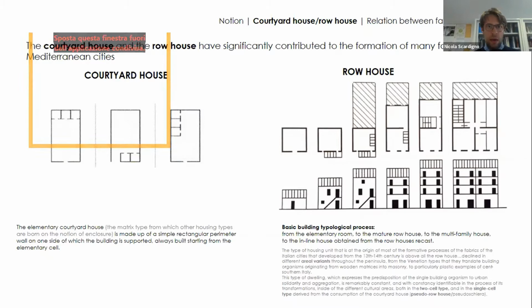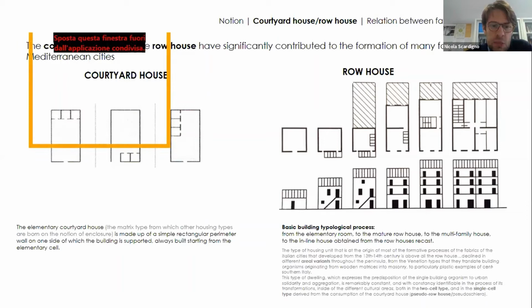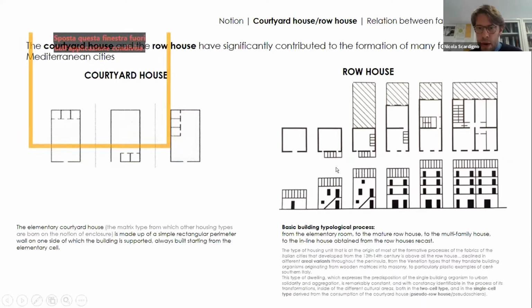The courtyard house and the row house have significantly contributed to the formation of many fabrics in the Mediterranean city. The elementary courtyard house is made up of a simple rectangular perimeter wall, on one side of which the building is supported, always starting from the elementary cell. While the row house is represented in the form of basic building typological process from the elementary room to the mature row house, to the multifamily house, to the inline house obtained from the row house recast.